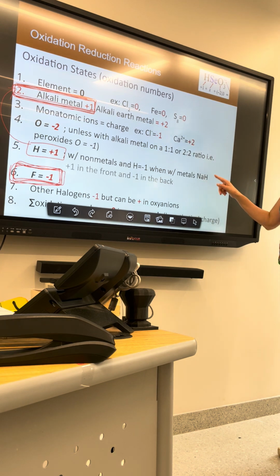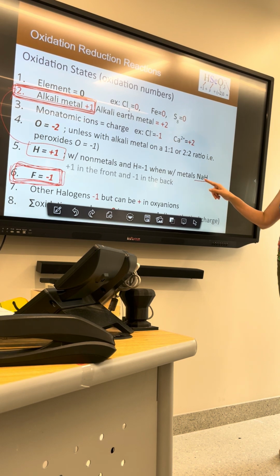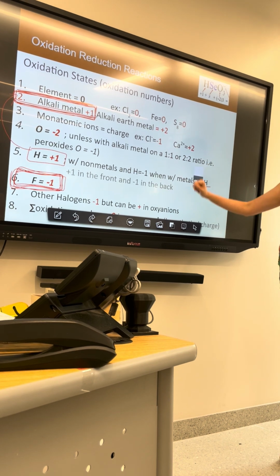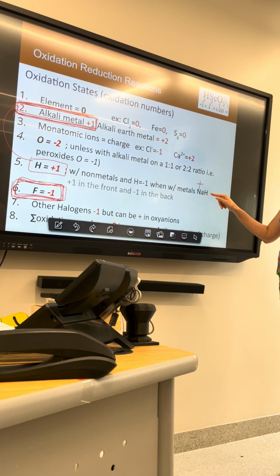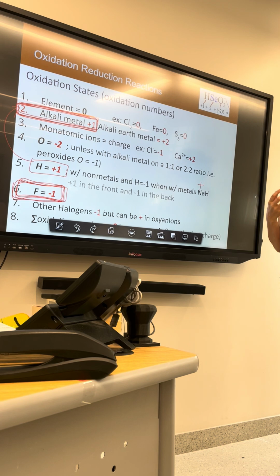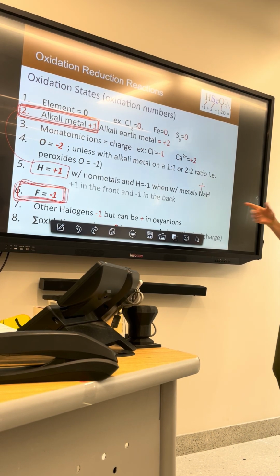So if I have NaH, what is the charge of hydrogen? In this compound, alkali metals have no exception, they're always gonna be plus. What would be the charge of hydrogen if they're in an alkali metal hydride? 1-. Can you believe it?